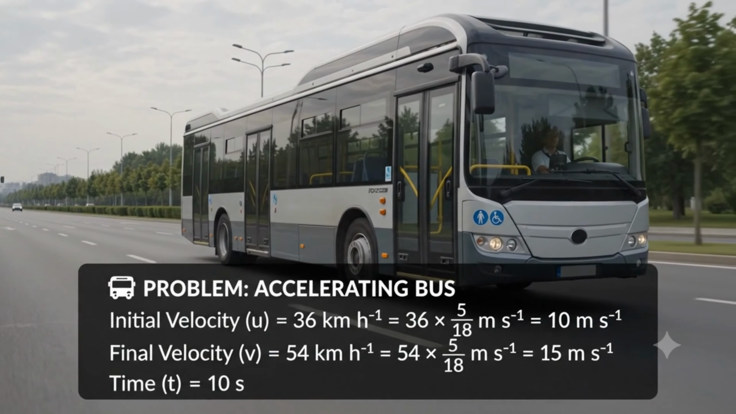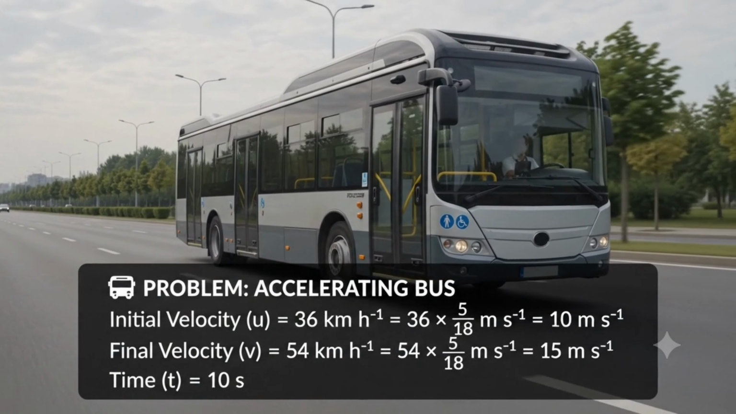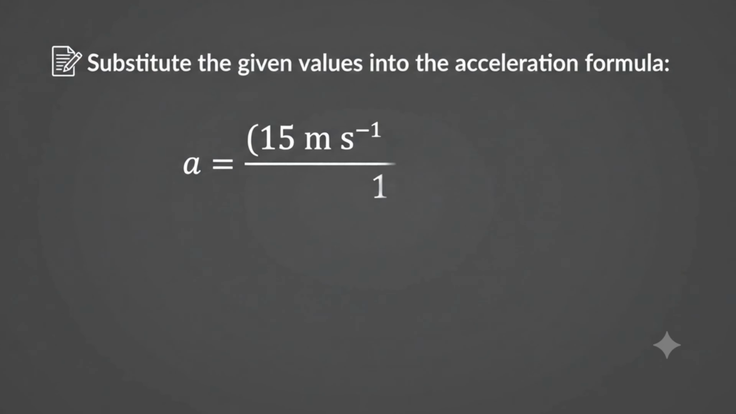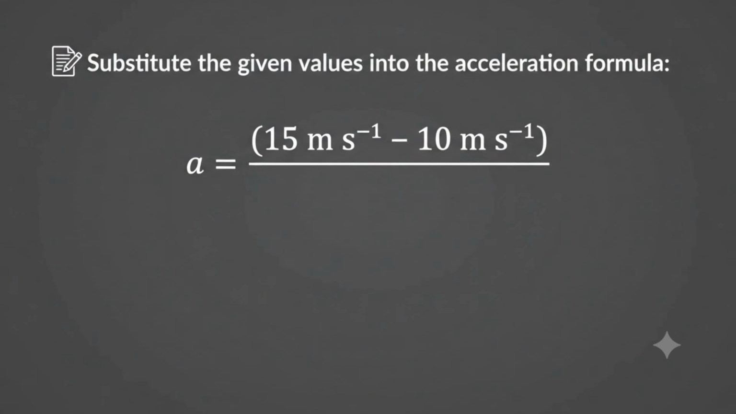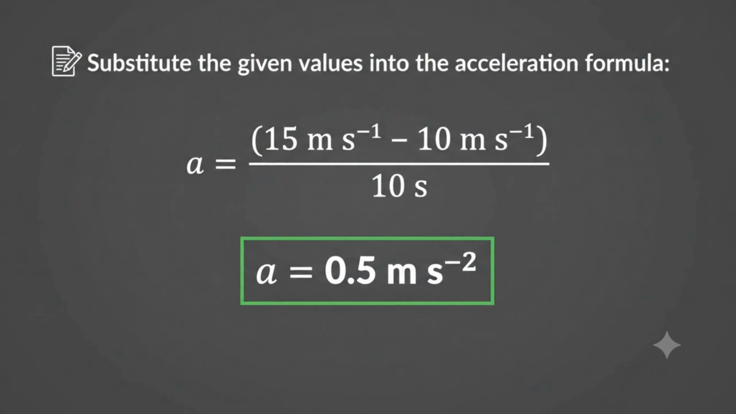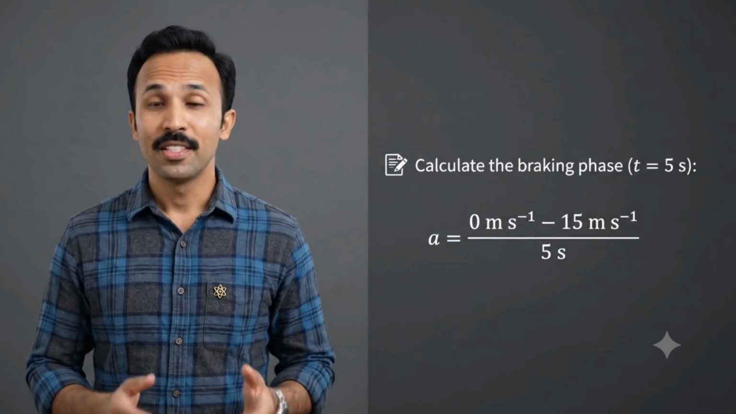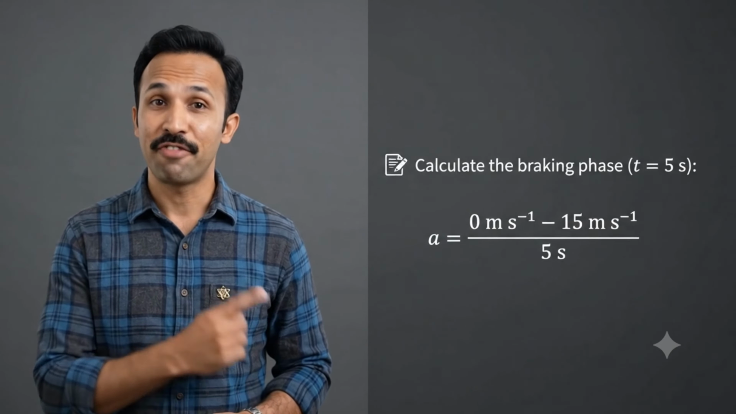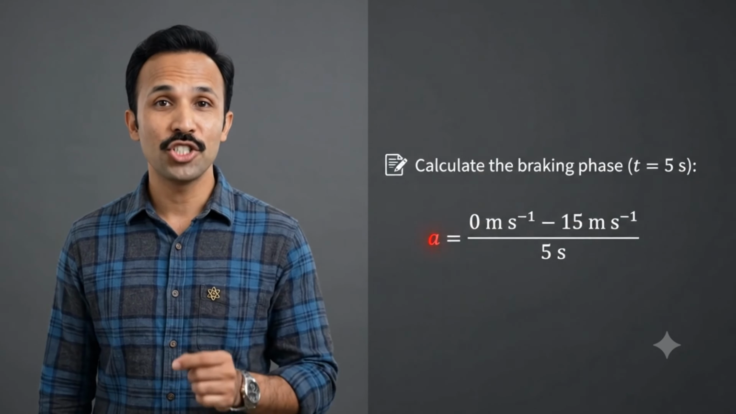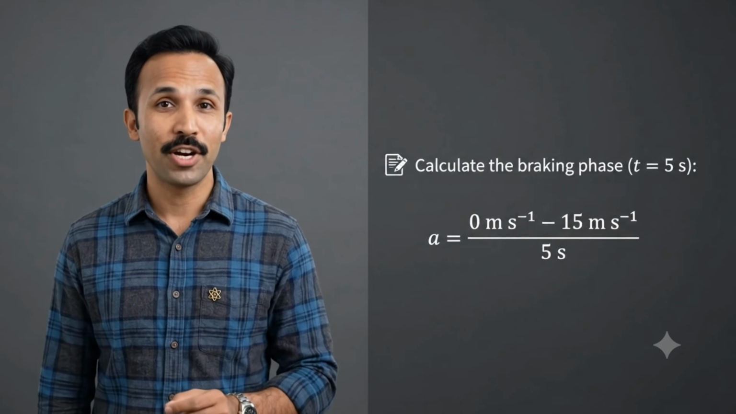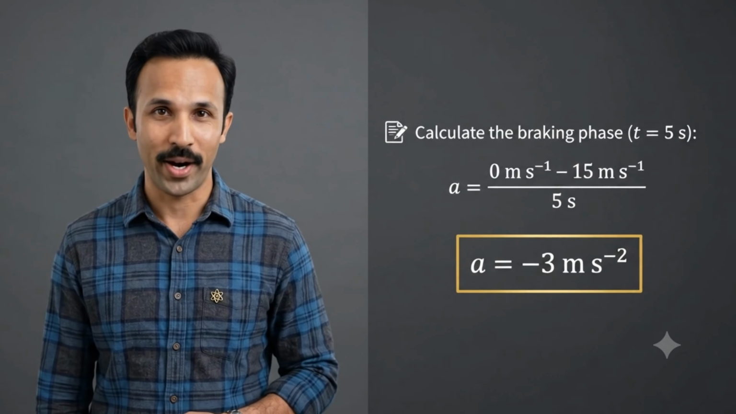We convert these speeds into standard SI units first. Substituting the initial velocity in meters per second, we divide the change by 10 seconds, yielding an acceleration of 0.5 meters per second squared. Later, the bus brakes to a complete stop in 5 seconds. This negative change in velocity results in an acceleration of minus 3 meters per second squared.